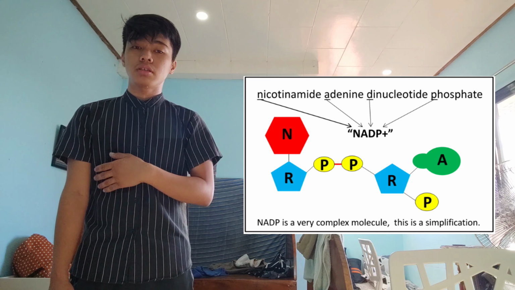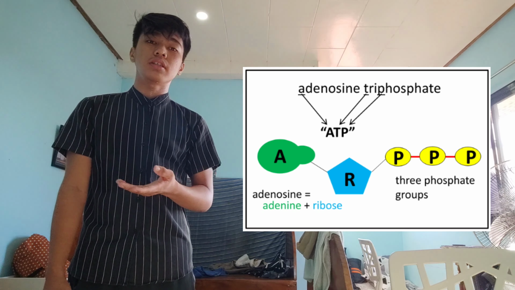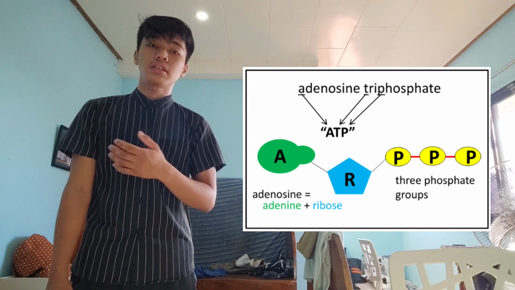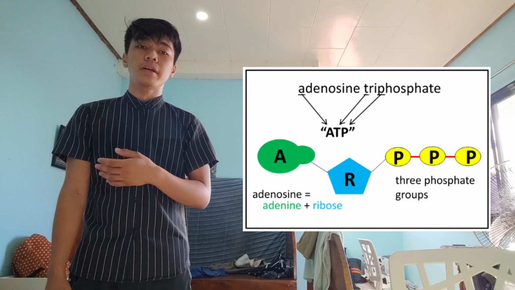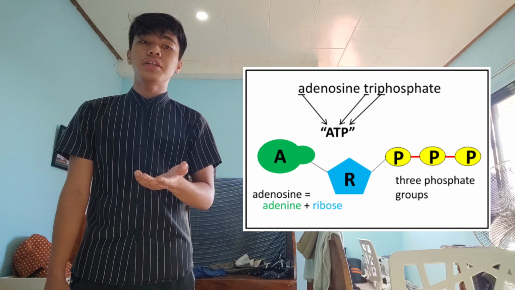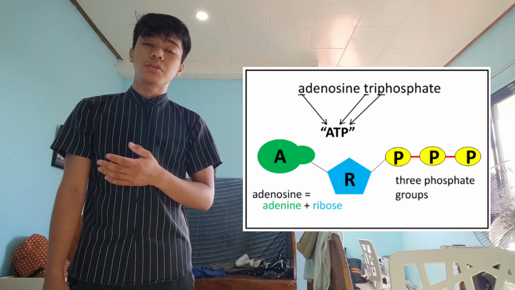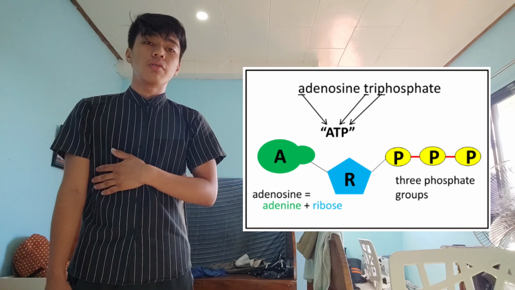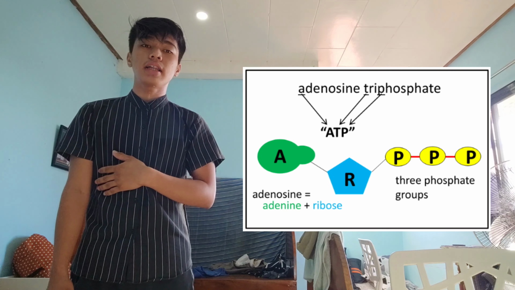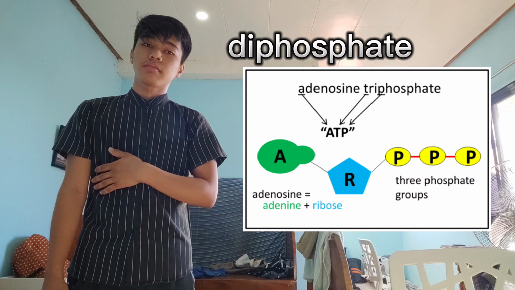ATP is called the cellular currency because it is used to power all the reactions that take place in the cells of all living things. When ATP's third phosphate is broken off, it releases energy that the cell can use. ATP is made when a third phosphate group is added to ADP.